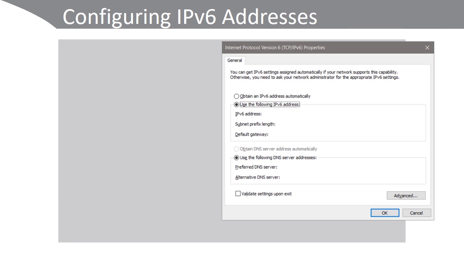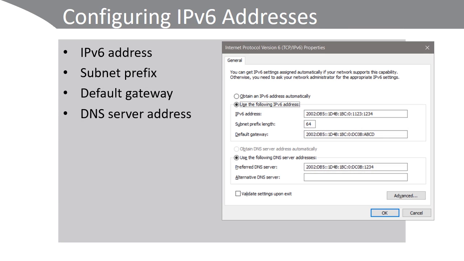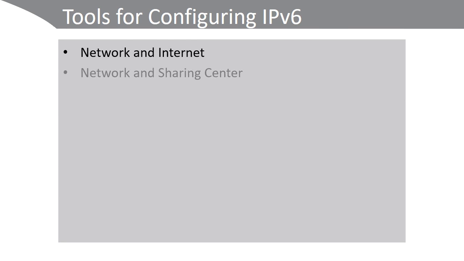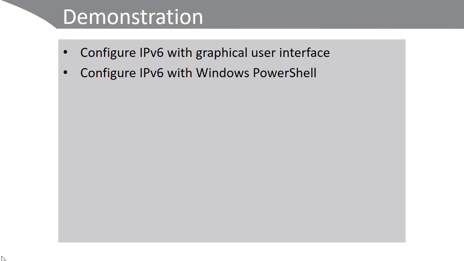To manually configure an address, it's very similar to configuring IP4. You enter an IP6 address, you enter a subnet prefix length. You can also enter a default gateway for routing purposes and one or more preferred DNS servers. As with IP4, the tools are pretty much the same. You can use network and internet settings, network and sharing center, network setup wizard, Windows PowerShell cmdlets, the netsh command line tool. So let's take a look at how to configure IP6 using the graphical user interface and how to configure IP6 using Windows PowerShell cmdlets.